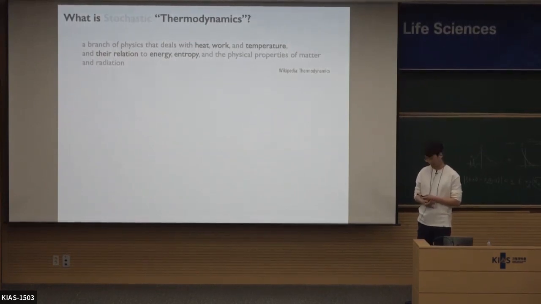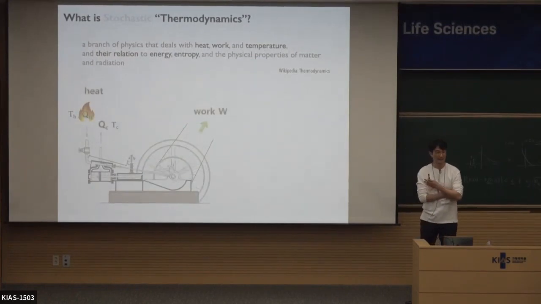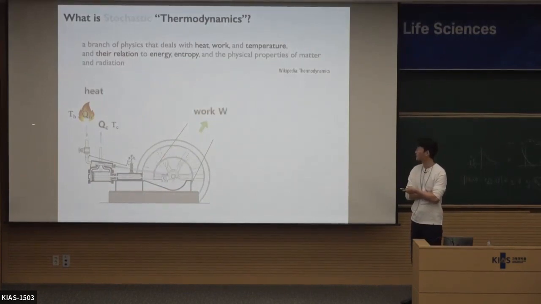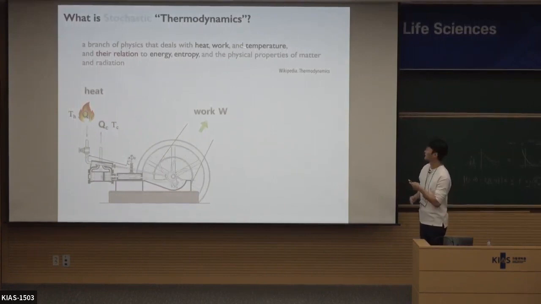Let me give you an example. This is a heat engine we are well aware of. In this example, the engine absorbs the heat, QH, from the heat bath with temperature TH. This is a hotter temperature. By using this absorbed heat, it produces some work, W, and then the remaining energy is dissipated as heat, QC, into the colder reservoir with the temperature TC. So this is the meaning of heat, work, and temperature.